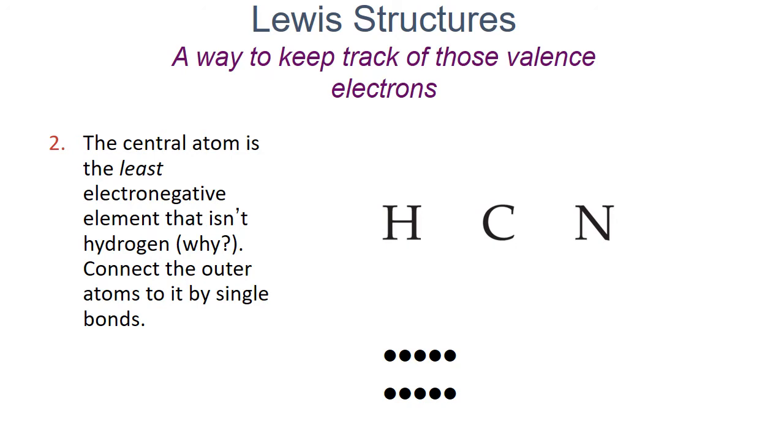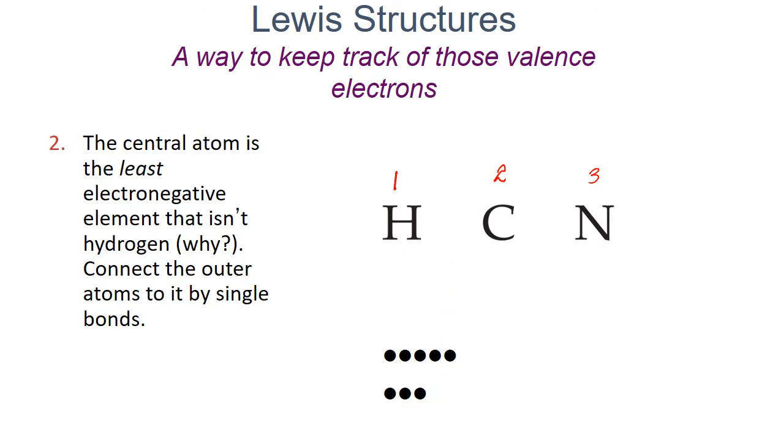In the second step, we have to keep the least electronegative element as the central atom. Among these 3, as you know, the least electronegative atom is hydrogen, second is carbon, and third is nitrogen. But we can't keep hydrogen as the central atom, as we know. Therefore, the second option is carbon. So we have to keep carbon as the central atom.